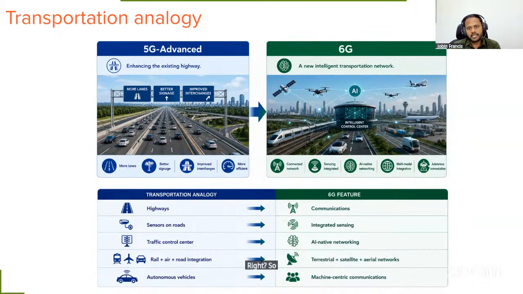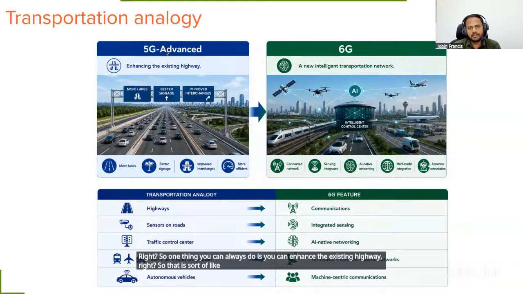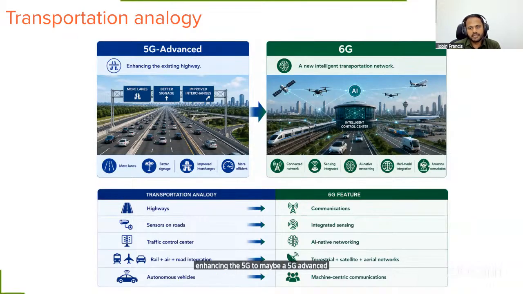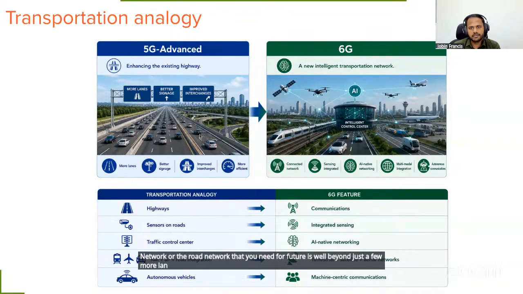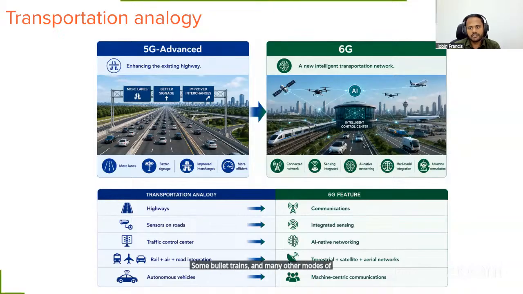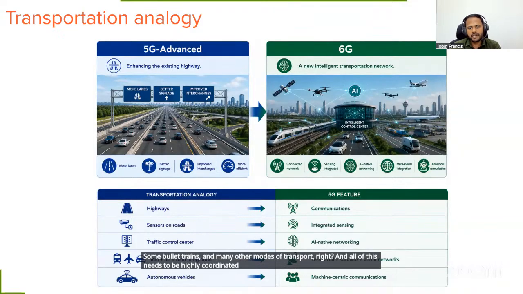So one thing you can always do is enhance the existing highway, right? That is like enhancing 5G to maybe 5G Advanced. But the road network that you need for the future is well beyond just a few more lanes of highway. Wide roads are not enough. Your future intelligent transportation network might have autonomous cars, some bullet trains, and many other modes of transport. All of this needs to be highly coordinated with minimal human intervention, which means your whole transportation network has to be overhauled and cannot just be an expansion of the existing highways.